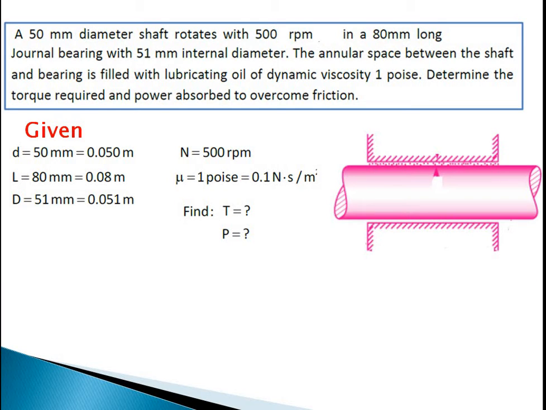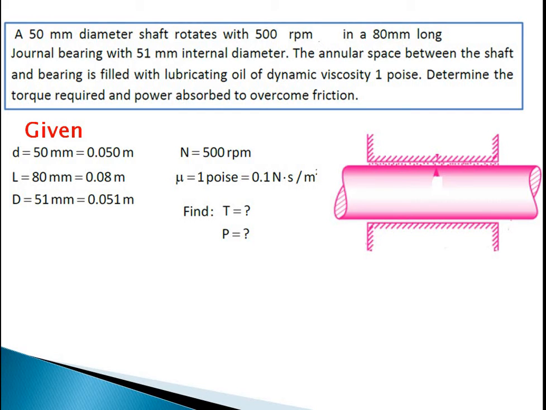Now we'll move further to the last problem of today's lecture. A 50 mm diameter shaft rotates at 500 rpm in an 80 mm long journal bearing with 51 mm internal diameter. The annular space between the shaft and bearing is filled with lubricating oil of dynamic viscosity 1 poise. Then determine the torque required and power absorbed to overcome the friction.